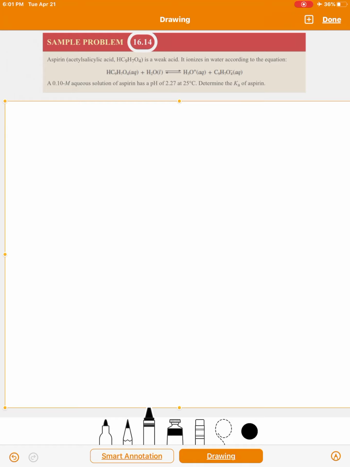So the idea here is your aspirin, HC9H7O4, is going to react with water to form hydronium and salicylate. And we don't know what the Ka is. They don't tell us, so you could look it up somewhere. It's probably pretty small. So what we're going to do is put together an ICE table.